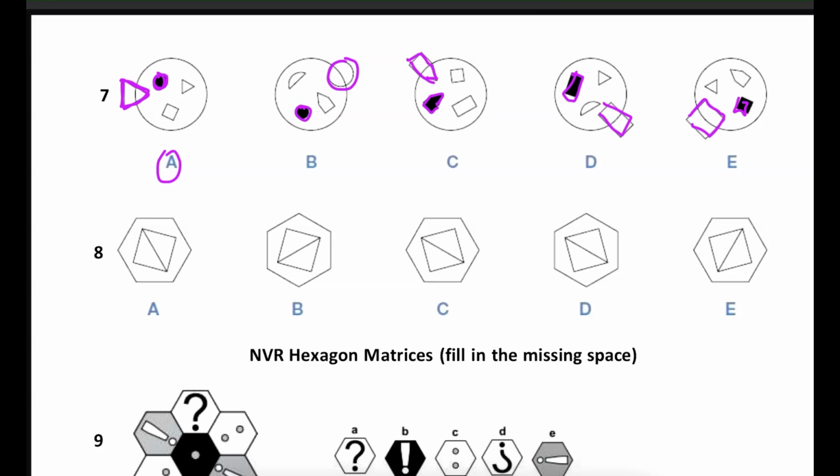Question 8. So here we've got a square with a diagonal line and inside a hexagon. So the diagonal line of the square matches up with the corner of the hexagon. Same here. Not the same here because the diagonal line is not matching up with the corner of the hexagon. It's starting from the middle of one side of the hexagon. Whereas in D, again, with the corners, and E in the corner, so C is the odd one out.